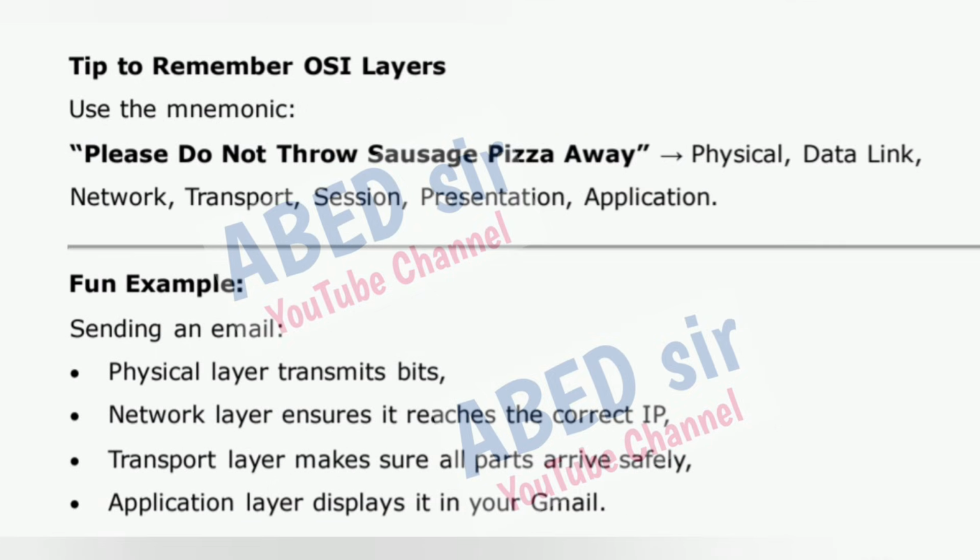Tip to remember OSI layers. Use the mnemonic: Please Do Not Throw Sausage Pizza Away. Physical, data link, network, transport, session, presentation, application. Fun example: sending an email. Physical layer transmits bits. Network layer ensures it reaches the correct IP. Transport layer makes sure all parts arrive safely. Application layer displays it in your Gmail.